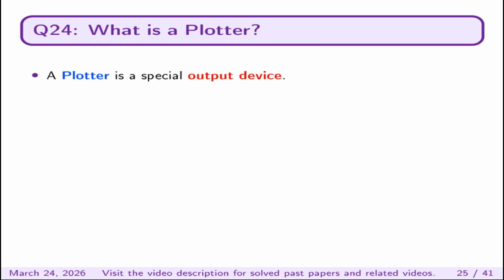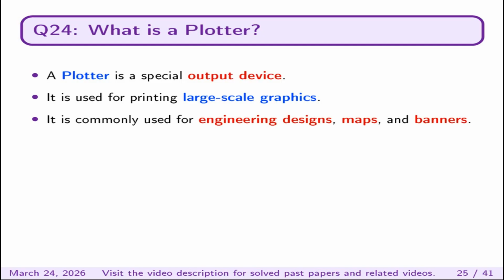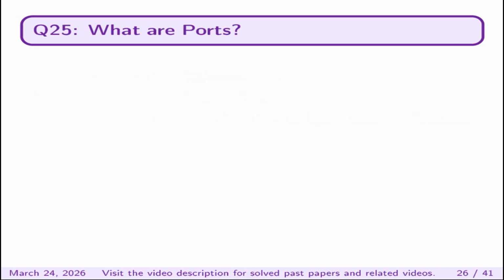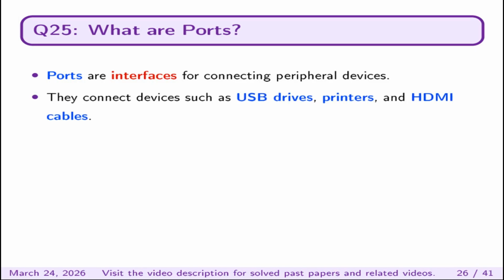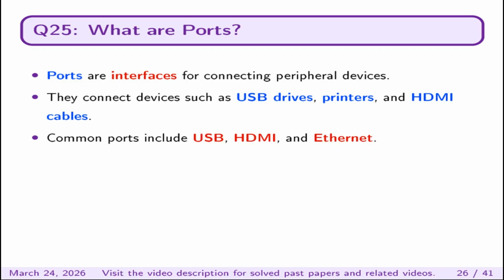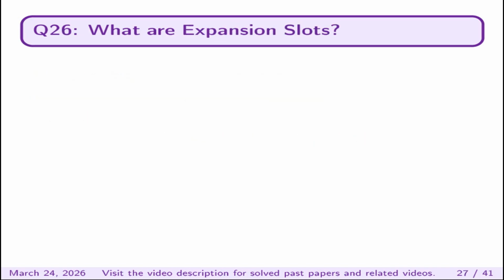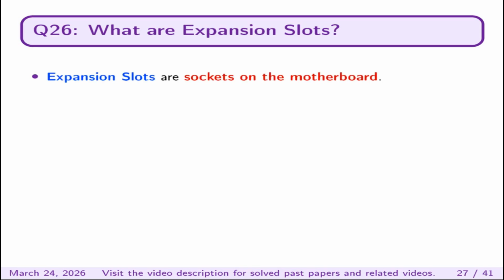What is a plotter? A plotter is a special output device. It is used for printing large scale graphics. It is commonly used for engineering designs, maps, and banners. What are ports? Ports are interfaces for connecting peripheral devices. They connect devices such as USB drives, printers, and HDMI cables. Common ports include USB, HDMI, and Ethernet.